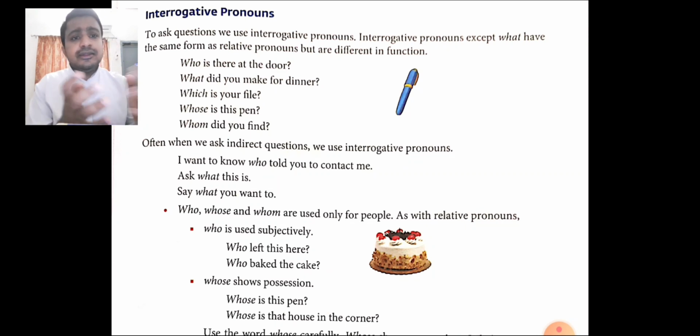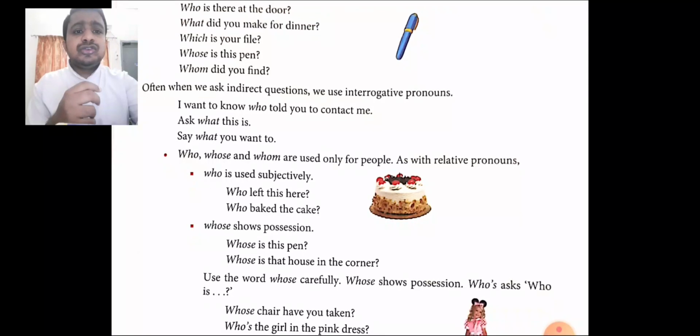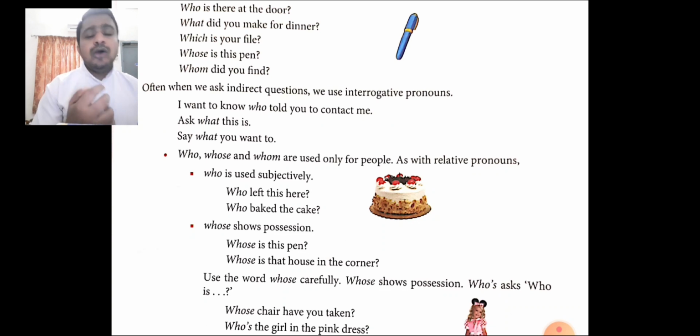Now we shall see what are the uses. Who and whose plus whom are used only for people, as with the relative pronoun. Now, "who" will be used subjectively. Who left this here or who baked the cake? Now, "whose" shows possession. Whose is this pen or whose is that house in the corner?